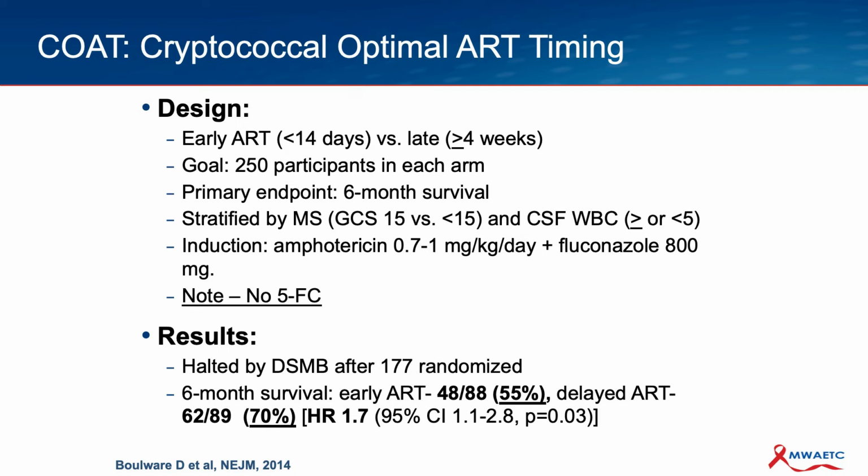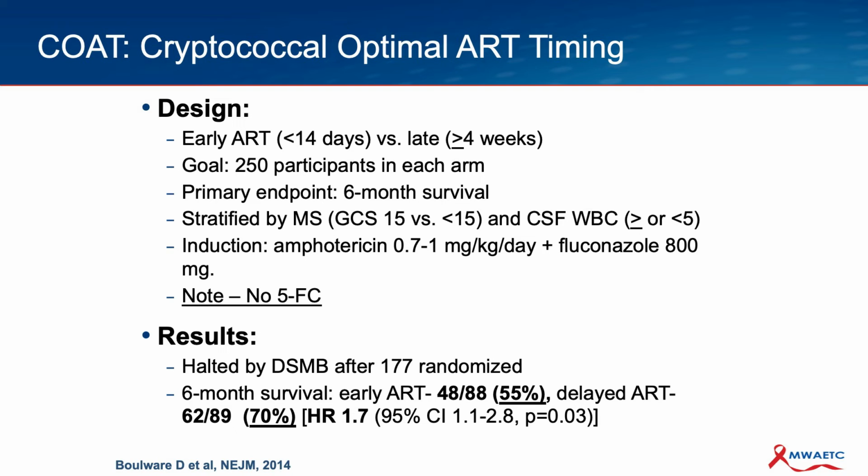Early ART in this study was less than 2 weeks. Late was over a month. There were 250 patients in each arm. Primary endpoint was 6 months survival. Patients were stratified by their mental status, their coma scale, and by whether or not their CSF counts were low, meaning less than 5 or greater than 5.